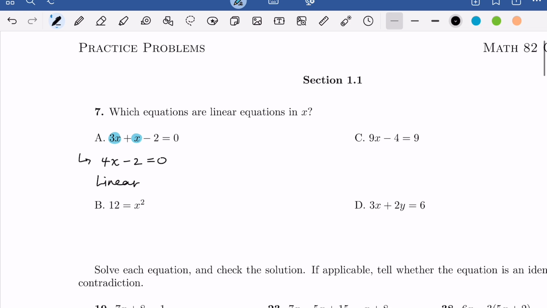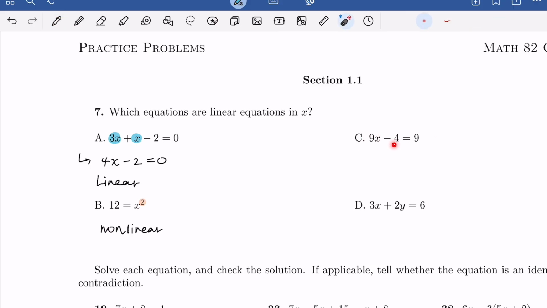Now, for part B, let's look at this guy. We have 12 is equal to x squared. So automatically notice that our variable x is raised to the second power. And because of this, this is not going to be a linear equation. So we're going to say non-linear. All right. Let's look at part C here.